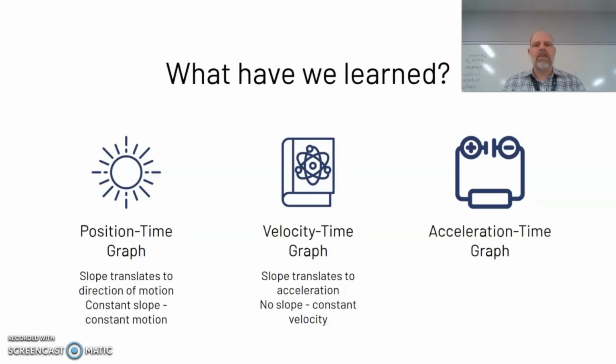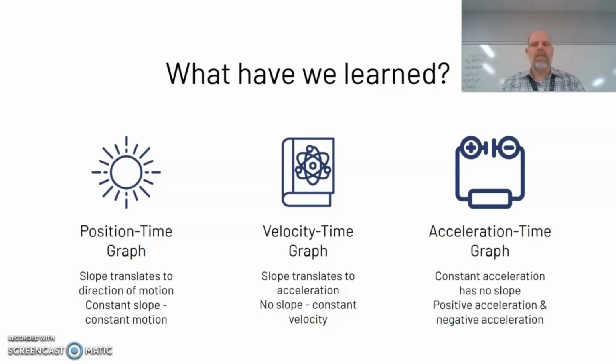And then finally, acceleration time graphs. Constant acceleration has no slope. If there's no slope in an acceleration time graph, that means that the object is moving at a constant speed. And if we have positive acceleration, that means that the velocity is changing in the same direction that the acceleration is going. And if we have negative acceleration, that means that the velocity is changing opposite to the acceleration.